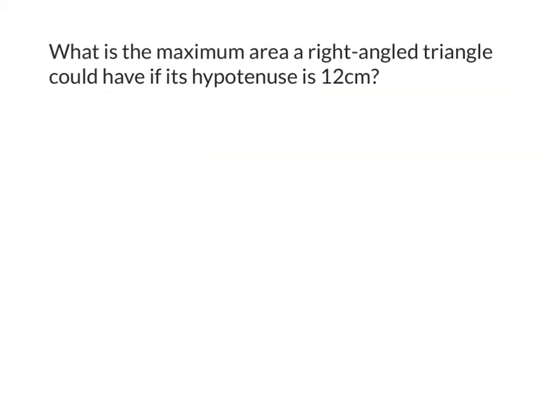So let's try this example here. Once again, it's going to be quite a bit of work to come up with the function, but I thought I'd give you another challenging one since we did this last year. What is the maximum area a right-angled triangle could have if its hypotenuse is 12 centimeters? So let's start by drawing a triangle. We're told it's right-angled, and 12 centimeters is the hypotenuse.